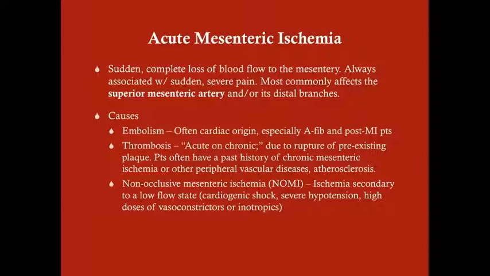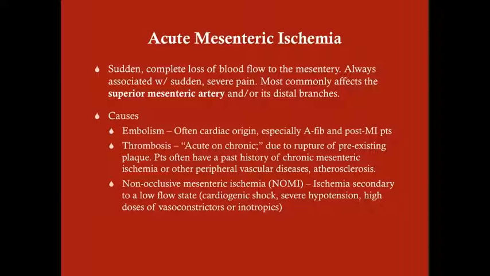So a lot of times these patients are going to have past history of chronic mesenteric ischemia or other peripheral vascular diseases, such as diseases of the vasculature in your legs. You could have carotid artery disease. You could have coronary artery disease, atherosclerosis elsewhere, etc. So embolism and thrombosis are the most common causes of acute mesenteric ischemia.